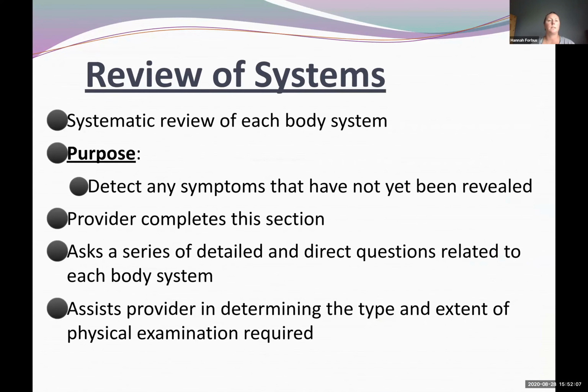The review of systems. This is a systematic review of each body system. The purpose is to detect any symptoms that have not yet been revealed. The provider typically completes this section, or you may give a checklist to the patient to complete. And it has a series of detailed and direct questions related to each body system. This assists the provider in determining the type and extent of physical exam required.